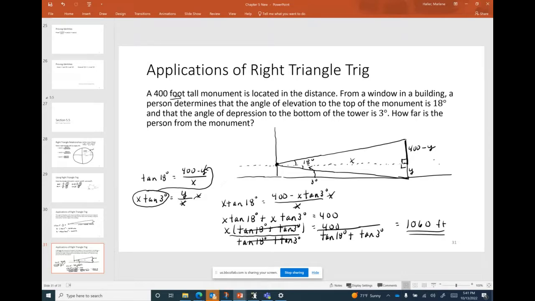All right, that ends the lecture for section 5.5, the right triangle-based trigonometry.